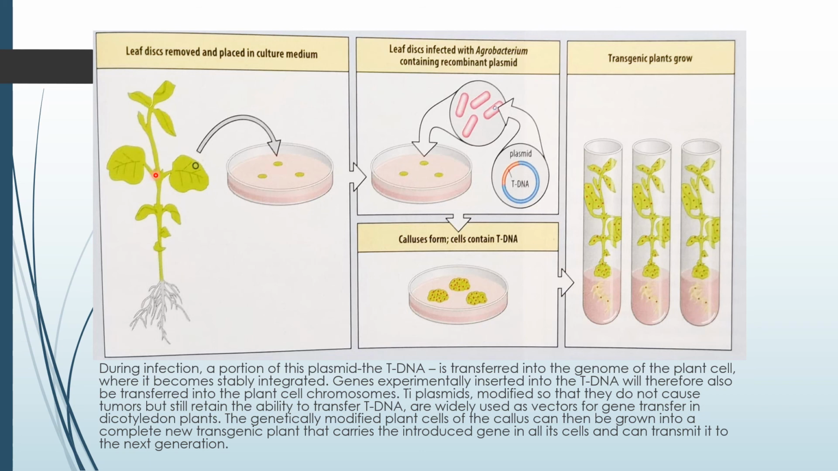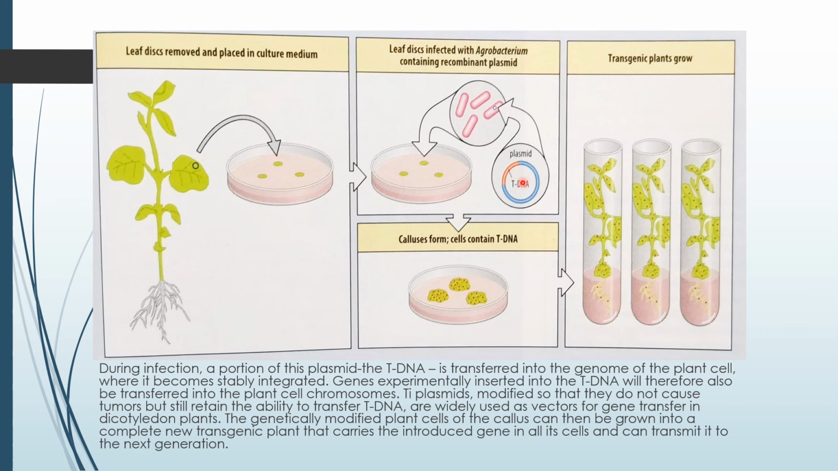So again, leaf discs are removed and placed in a culture medium, of course, with the help also of growth factors. But then again, there is an additional introduction of the agrobacterium containing the recombinant plasmid. So the recombinant plasmid is what you call the tDNA. So genes experimentally inserted to the tDNA will therefore also be transferred into the plant cell chromosomes. So the Ti plasmids are modified so that they do not cause tumors but will still retain the ability to transfer the tDNA, and are widely used as vectors for gene transfer in dicotyledon plants.